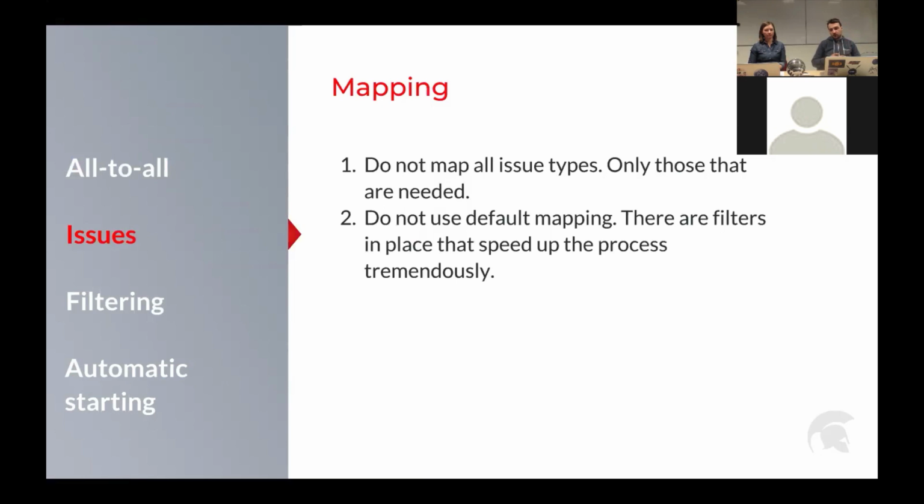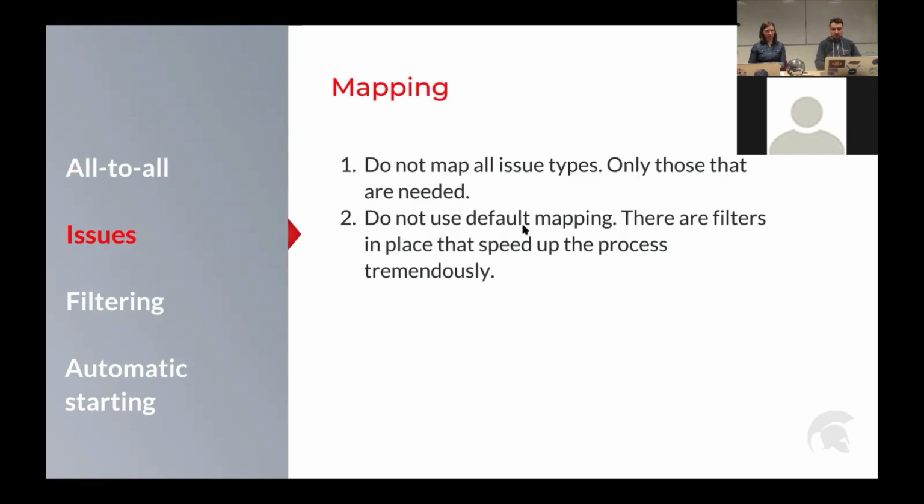And now, crucial, one of the things that can heavily impact the performance of the whole process. You do not have to map all issue types. Just map those issue types that are crucial for you. If you'd like to map tasks, then map tasks. You don't have to map everything else. Just map tasks, bugs, or user stories, those, if you need them. If you need those three, use only those three.